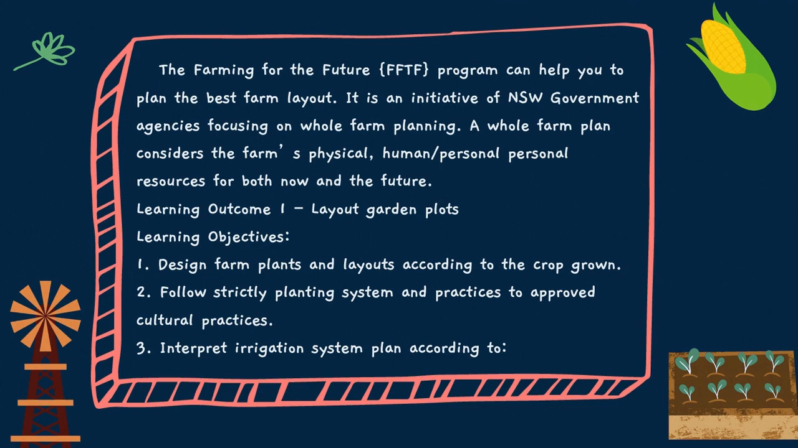Number 2, follow a strictly planting system and practices to approve cultural practices. And number 3, interpret irrigation system plan according to.